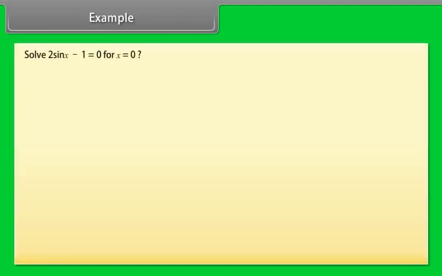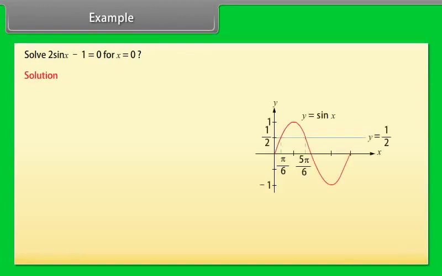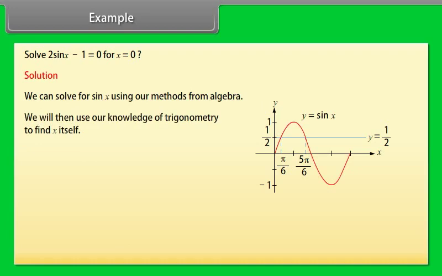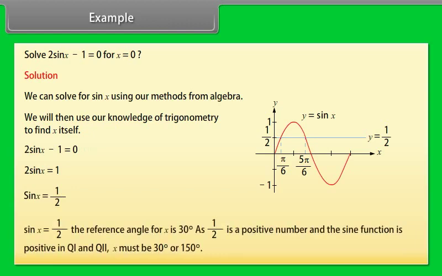Example: solve 2 sin x minus 1 is equal to 0 for x. Solution: we can solve for sin x using our methods from algebra. We will then use our knowledge of trigonometry to find x itself. 2 sin x minus 1 is equal to 0. 2 sin x is equal to 1. Sin x is equal to 1 by 2. The reference angle for x is 30 degrees, as 1 by 2 is a positive number and the sine function is positive in quadrant 1 and quadrant 2. X must be 30 or 150 degrees.